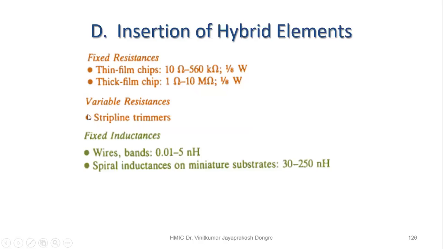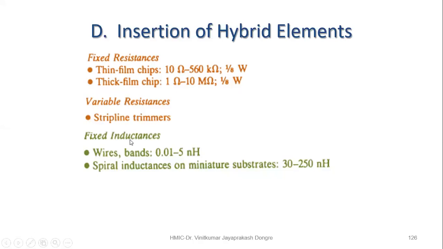Then fixed resistors. In thin film chips, we can have resistors from 10 ohm to 560 kilo ohm, fabricated at 1/8 watt. So this is the power handling capacity of this resistor. Then in thick film, the value of the resistor can be higher, up to 10 mega ohm. This is 560 kilo ohm only, but here up to 10 mega ohm can be done. Variable resistors are also possible.